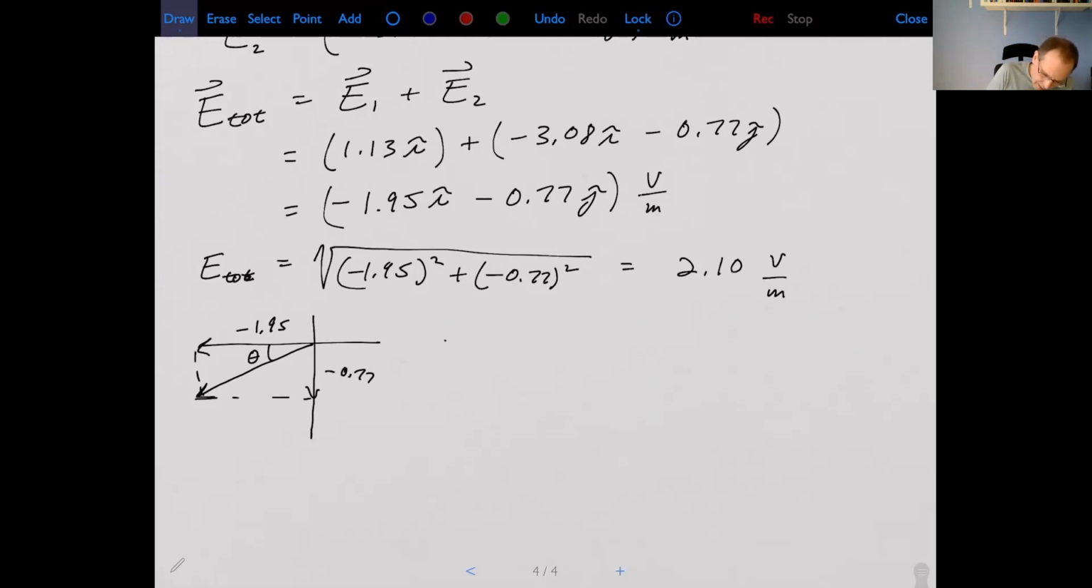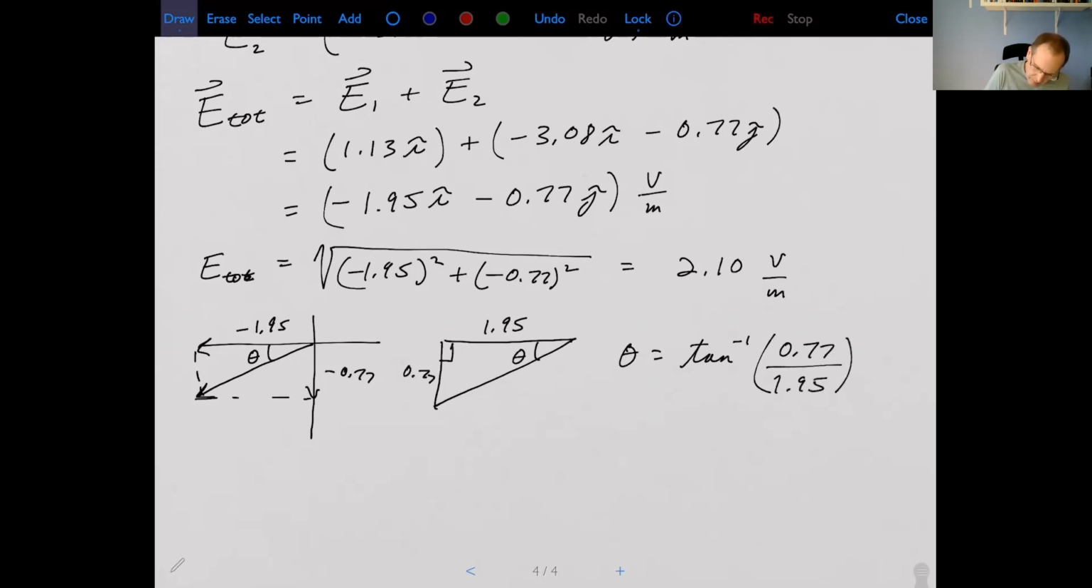So if I extract out that right triangle, in terms of distances, now this is just 0.77. This is 1.95. So I know that theta here is going to be inverse tangent of opposite over adjacent. And if you work that out, it's around 21.5 degrees.